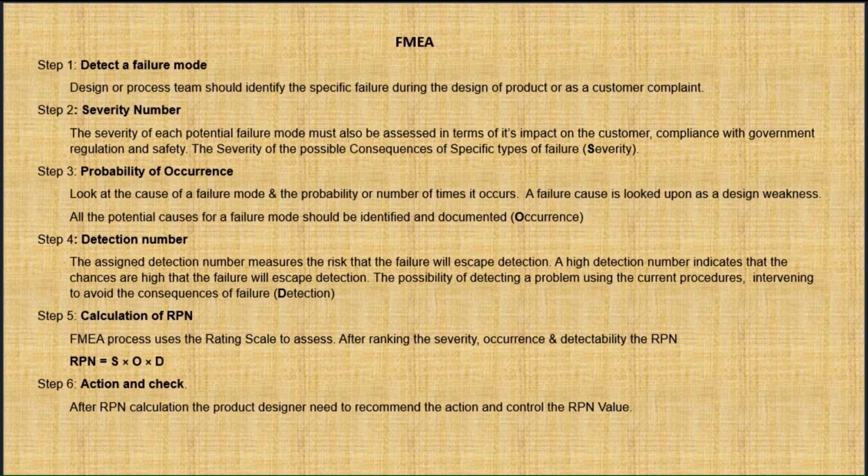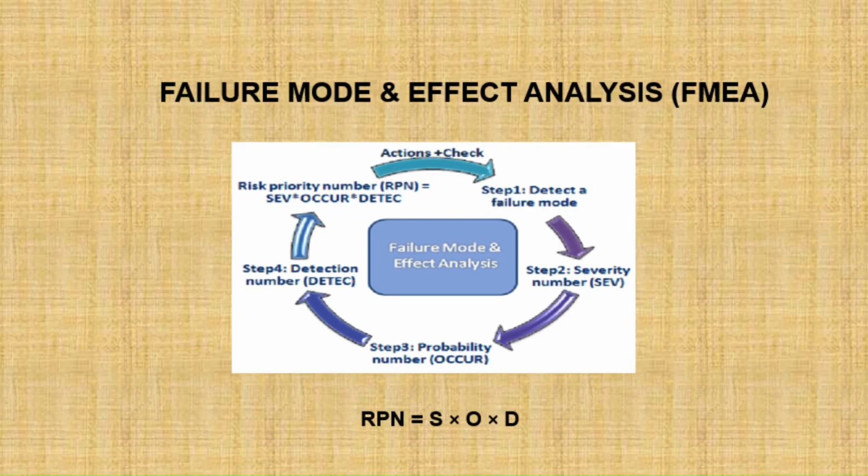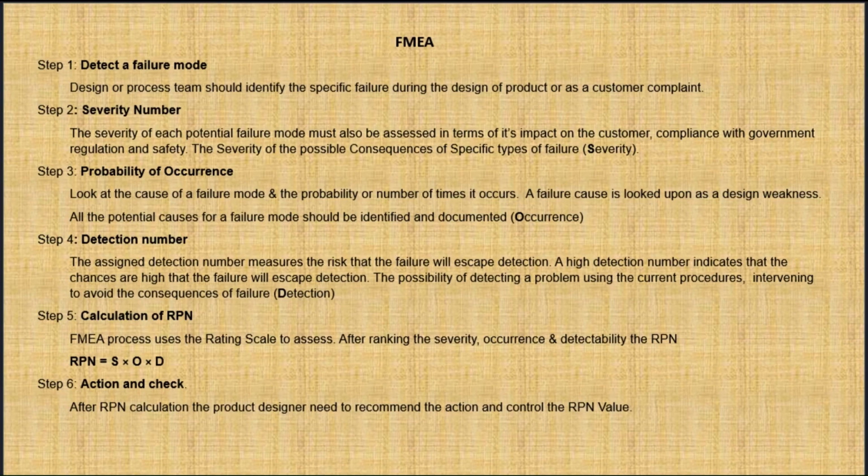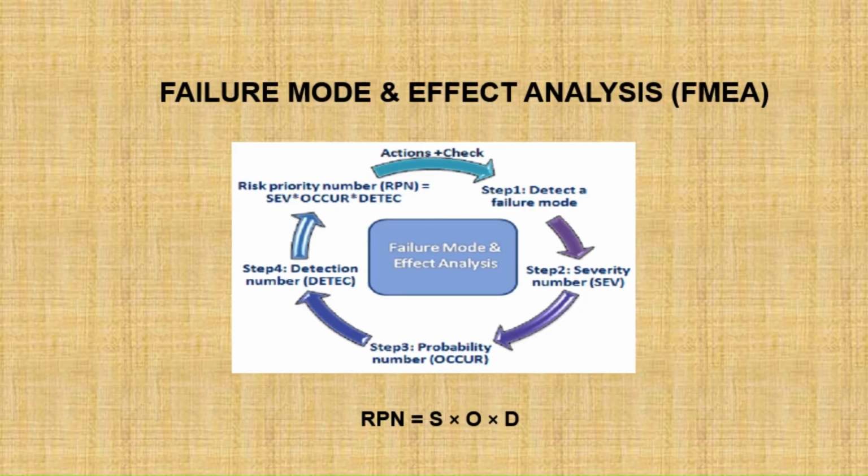Next comes the probability of occurrence of that particular defect, how often the defect is coming, or the number of times that particular defect is occurring, and then we find the detection number, how frequently we can detect that particular defect. A high detection number indicates the chances are high that the failure will escape detection. If there are defects which you cannot easily identify or detect, then that particular defect is more critical. It will be high if you cannot find that defect.